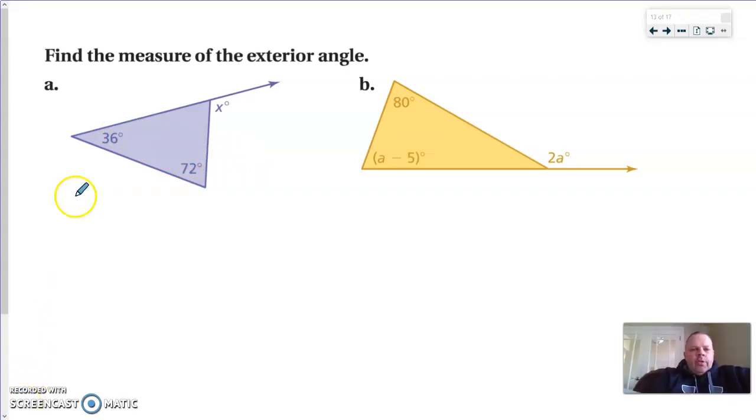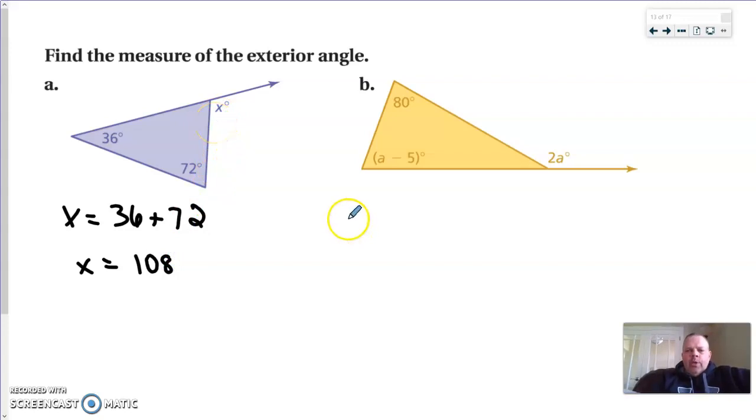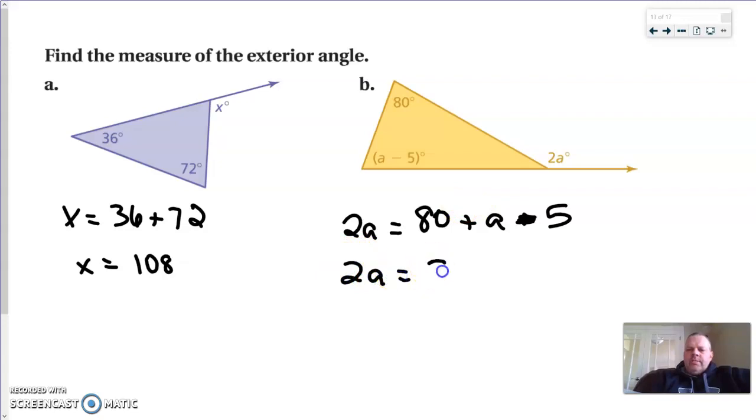In this first one, we know that x is equal to 36 plus 72 because we're adding the opposites. So we know that x is equal to 108 degrees. In the second one, we know that 2a is equal to these two added together, 80 plus a minus 5. Again, we can combine those two, so we get 2a equals 75 plus a.